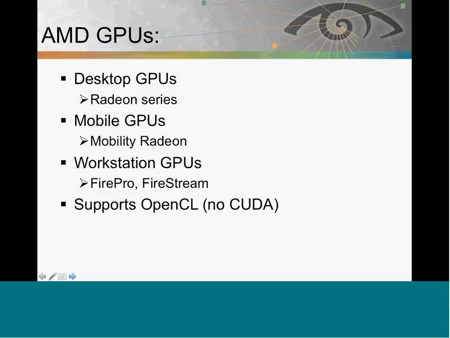And we also have three different categories for the AMD product line: desktop, mobile, and workstation. The Radeon series is really popular for desktop and mobile devices, and FirePro is for workstation, comparable to the Tesla or NVIDIA K20. But the important thing about AMD GPUs is that they don't support CUDA, so you cannot run CUDA code on AMD GPUs.